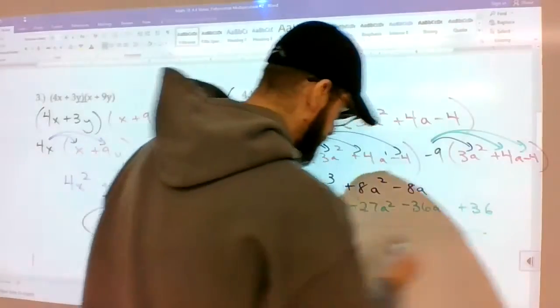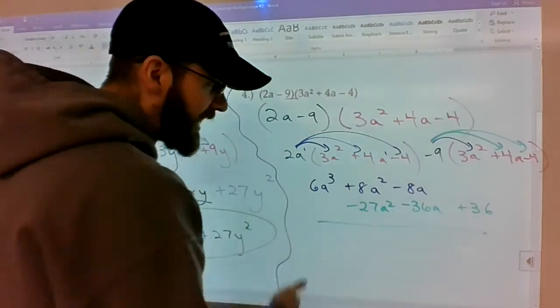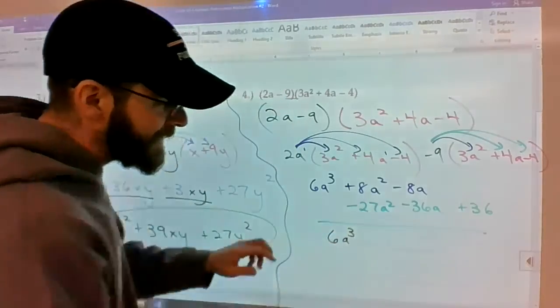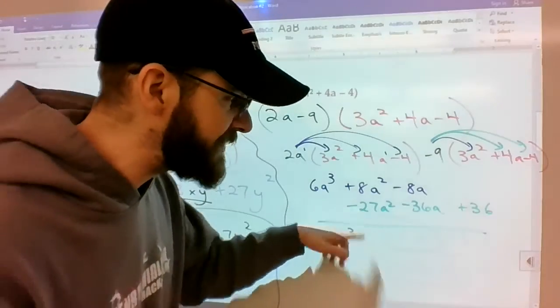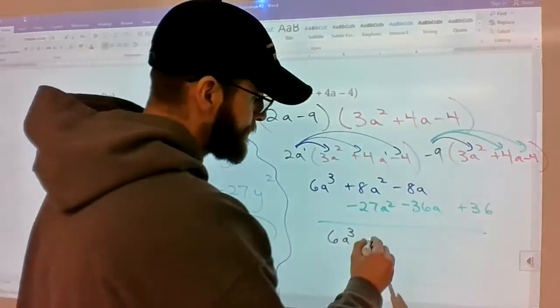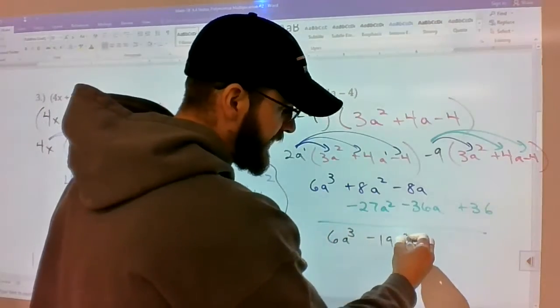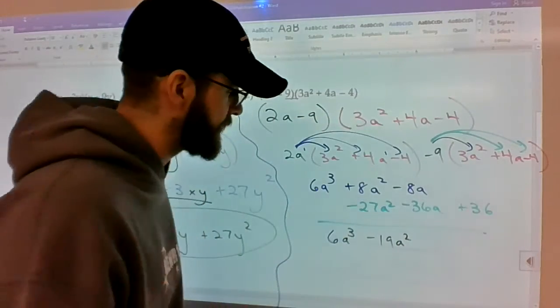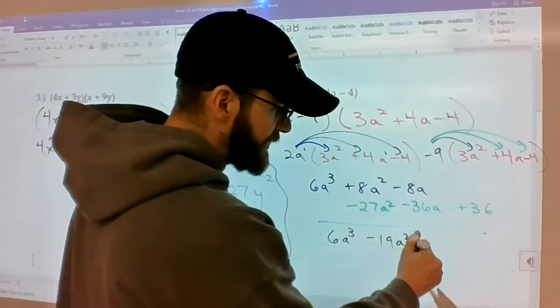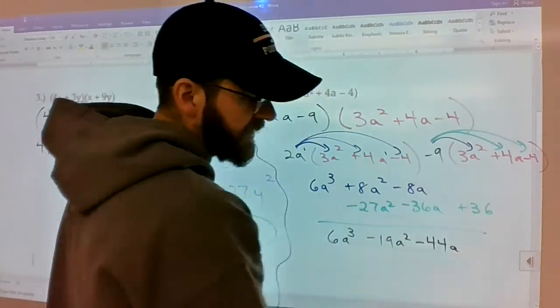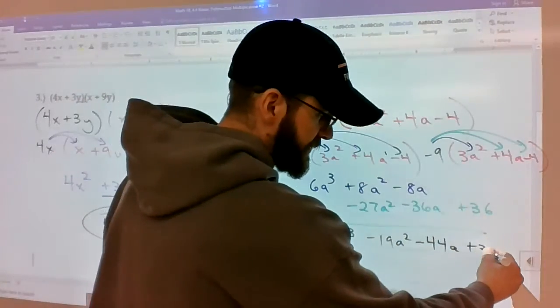And this is nice. All you got to do now is add the stacked columns. The 6a cubed has nobody to combine with. Positive 8 minus 27 is going to be negative 19. The a squareds, they're still a squareds. They don't change with addition and subtraction. Negative 8 minus 36 is negative 44. If they're both a's, then the result's going to be a, and then you have a positive 36 here.